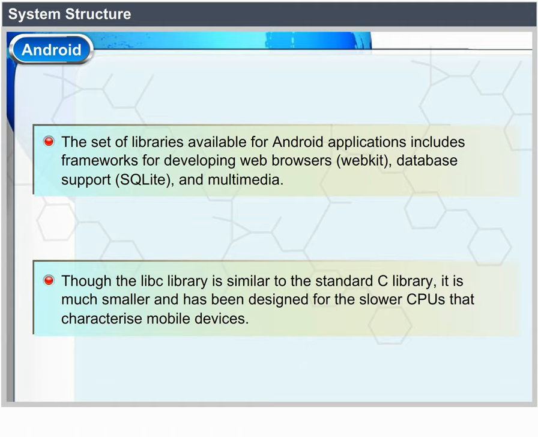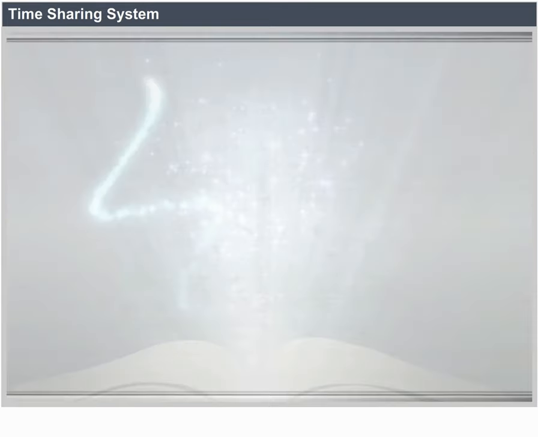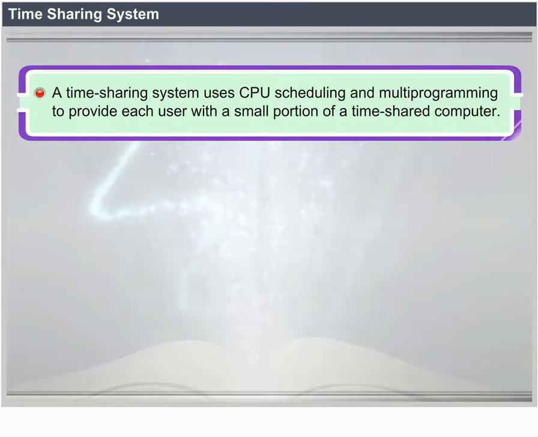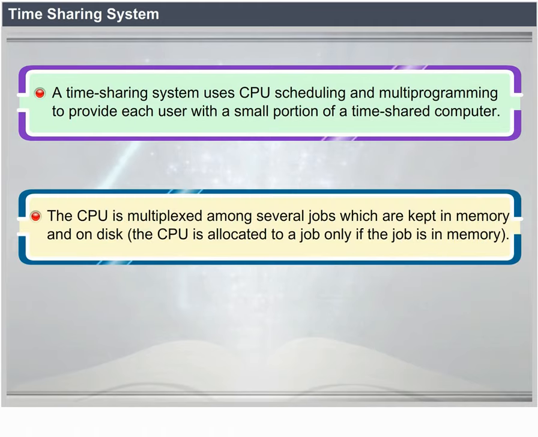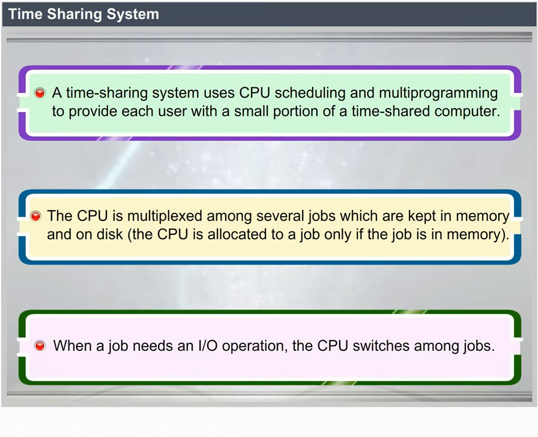Time-sharing system. A time-sharing system uses CPU scheduling and multiprogramming to provide each user with a small portion of a time-shared computer. The CPU is multiplexed among several jobs that are kept in memory and on disk. The CPU is allocated to a job only if the job is in memory. When a job needs an I/O operation, the CPU switches between jobs. Therefore, the CPU is always busy.